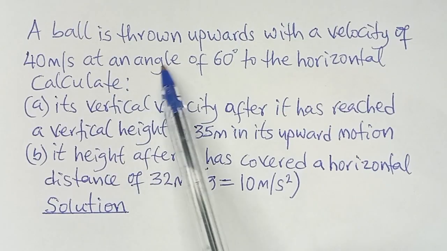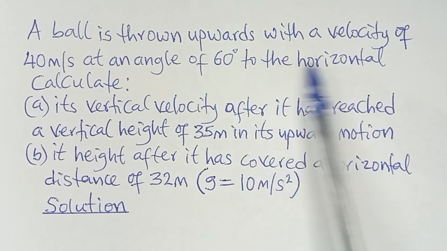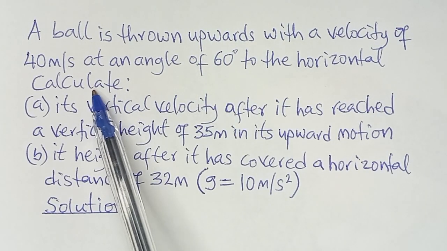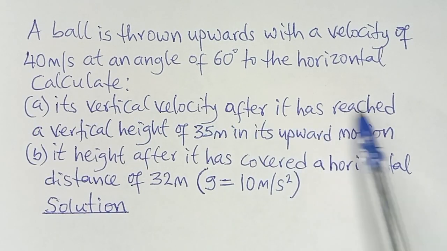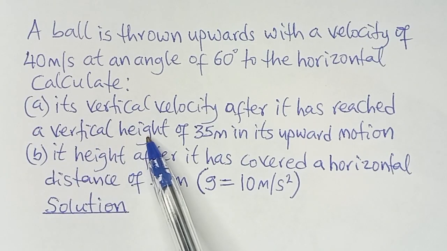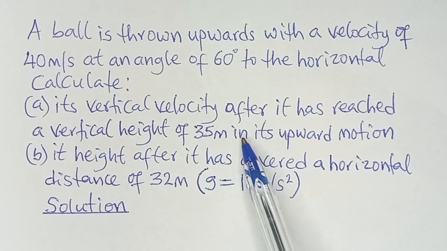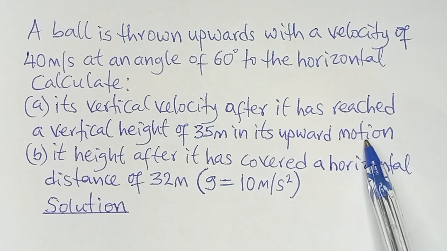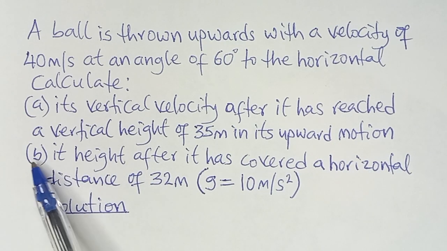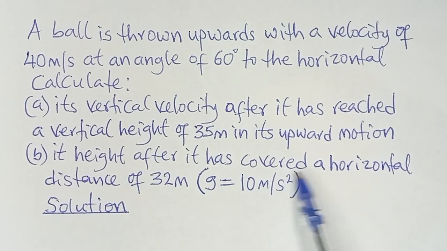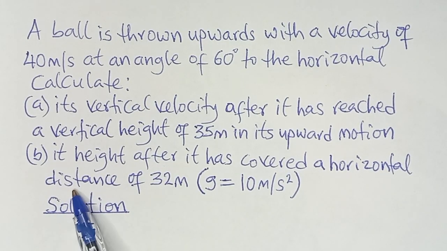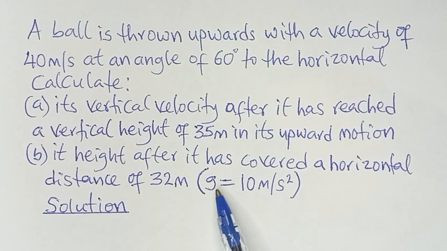Now the question here says a ball is thrown upwards with a velocity of 40 meters per second at an angle of 60 degrees to the horizontal. Calculate A, its vertical velocity after it has reached a vertical height of 35 meters in its upward motion. Then the second question says B, its height after it has covered a horizontal distance of 32 meters, and we are given acceleration due to gravity as 10 meters per second square.